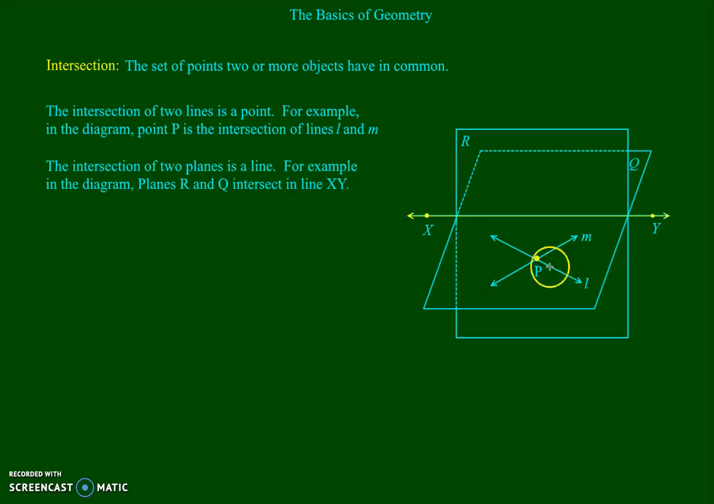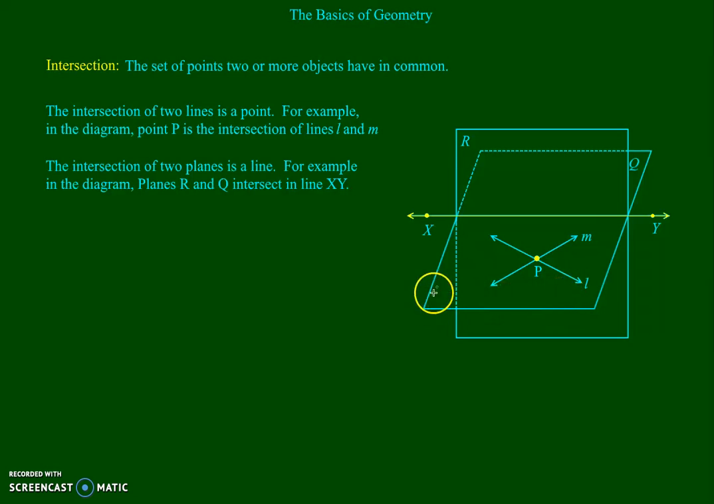thickness and no width intersecting another object that has no thickness and no width. That would create an object that has no length, no thickness, and no width, which is the description that we give of a point. And so the intersection of two lines is going to be a point.